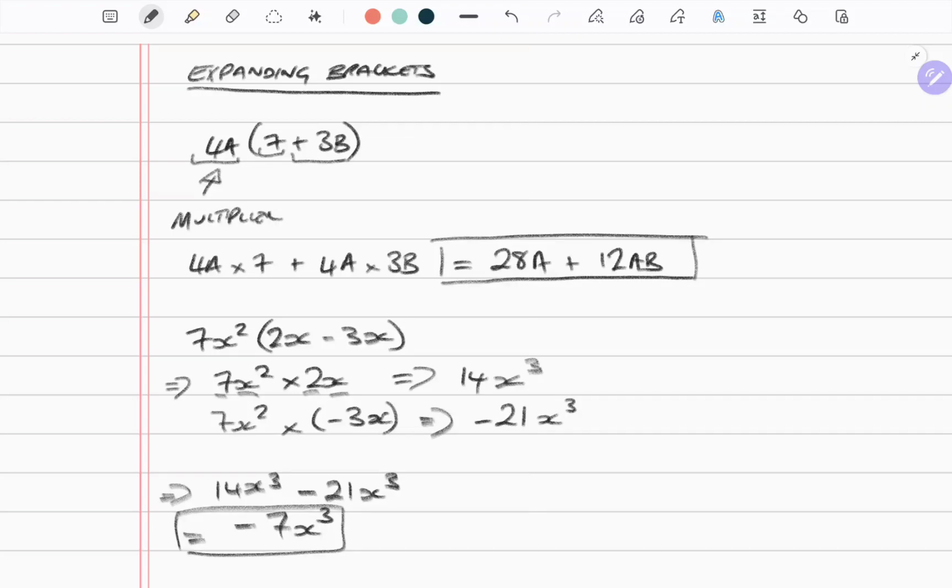Okay, so quite simply then, anything outside the bracket, for example this multiplier here, multiply that by each term inside the bracket separately, and then in this case down here we were able to simplify it a bit because we had the same terms.